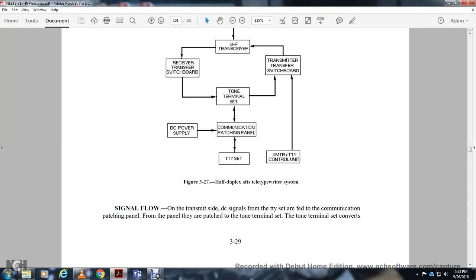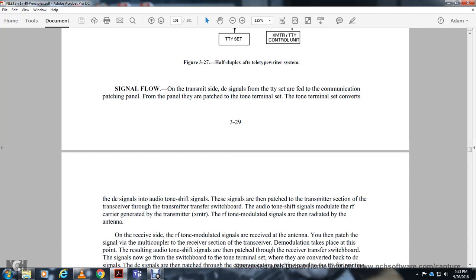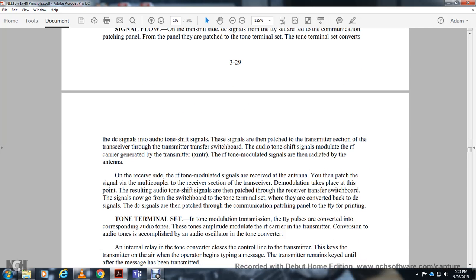Now the signal flow, on the transmitter side only. The DC signal from the transmitter set goes to the communication patching panel, then is patched to the tone terminal set. The tone terminal set converts the DC signal output to the audio tone shift signal, which is patched to the transmitter section through the transmitter transfer switchboard. The audio tone shift signal modulates the radio frequency carrier generated by the transmitter. The radio frequency tone modulated signal is radiated by the antenna.